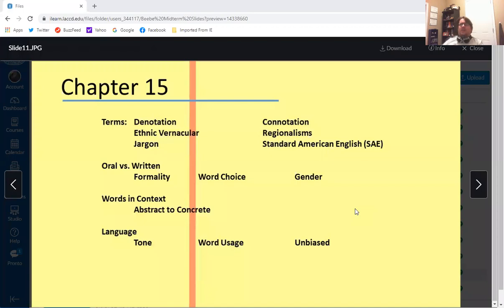All right, let's get back to it. I know you're jonesing for more PowerPoint. Woo-hoo. The rest of this slide is just things that we're going to talk about more in the future: the language, the tone you take, being respectful, the word usage, whether you're using jargon or non-jargon, regionalism, and so forth, and then trying to be unbiased.